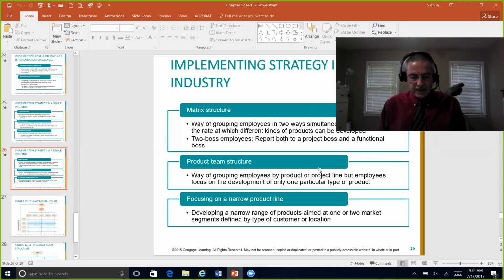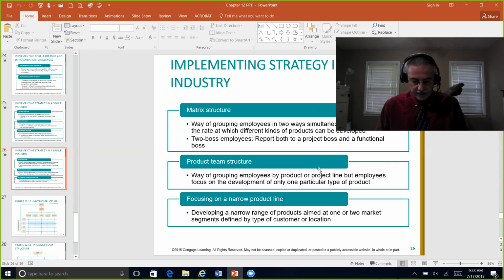Another one is product team structure, where it's set up in a product team. Its advantages are very similar to a matrix structure, and it's certainly far less costly to operate because of the way the people are grouped or organized. And you see that in figure 12.11 over on page 429. Hopefully it's done temporarily, although in some cases a product team structure may become more permanent in the way it is operating.